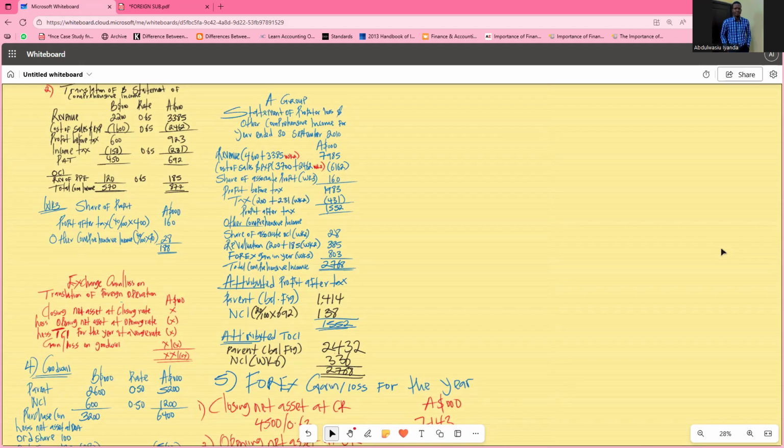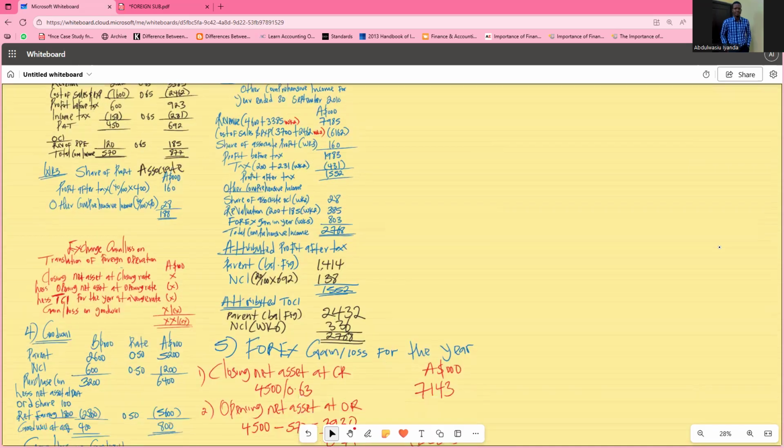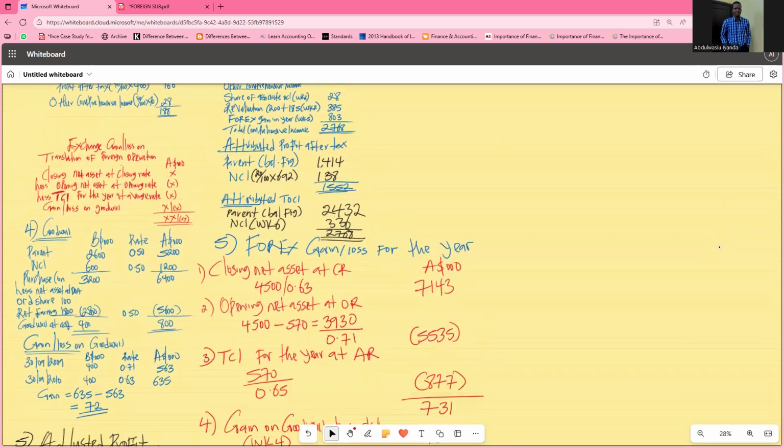Then you go on to your working 3, which is the share of profit of the associate. Share of profit of associates. After that you do your goodwill, which is your working 4. Then your working 5, you determine the forex gain or loss for the year. If you want to determine the forex gain, this is the format: the closing net asset at closing rate, less the opening net asset at opening rate, less the total comprehensive income for the year at average rate. Then you can have a gain or loss on goodwill as well.